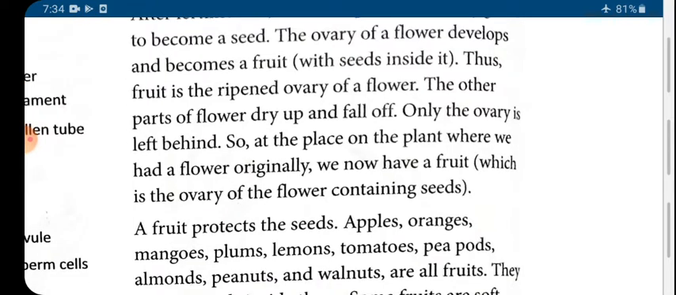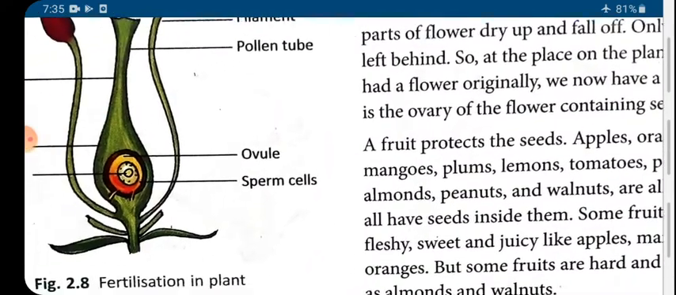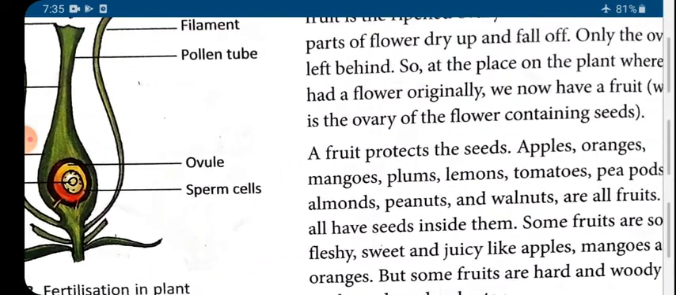The other parts of the flower dry up and fall off. When this process happens, the other parts of the flower dry up and fall off. गिर जाते हैं, सूख जाते हैं. Only the ovary is left behind. केवल वहां पर बच्चों ये ovary, broad part, left behind होता है, बचा होता है.